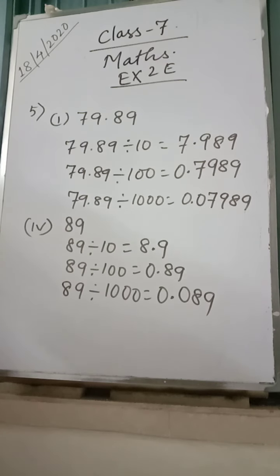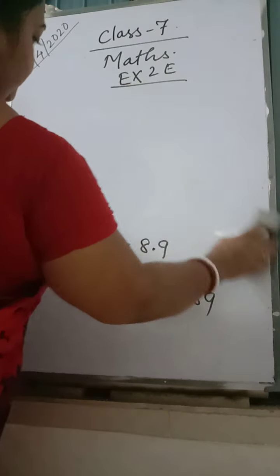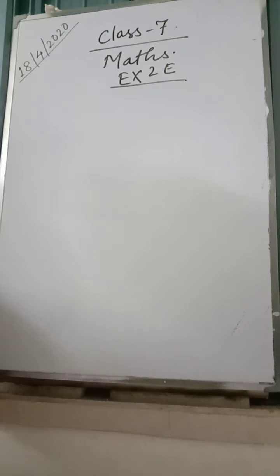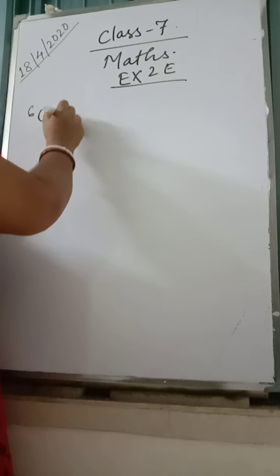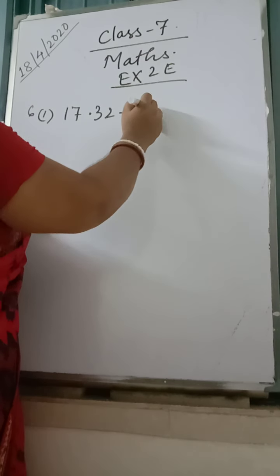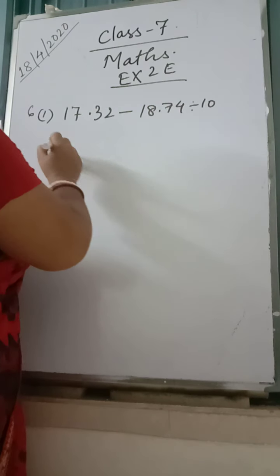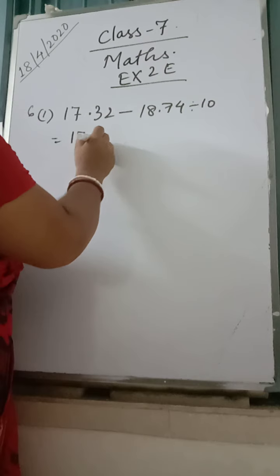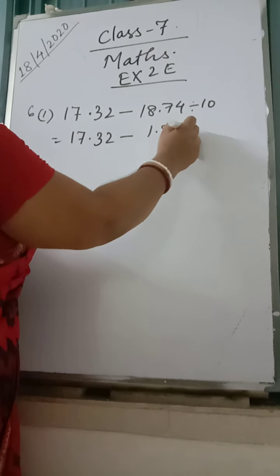Now in number 6, you have to simplify these decimal numbers using the same rule of BODMAS. Just see 6.1, it is given 17.32 minus 18.74 divided by 10. According to the rule of BODMAS, we are supposed to do division first. So divided by 10, it will be 1.874.